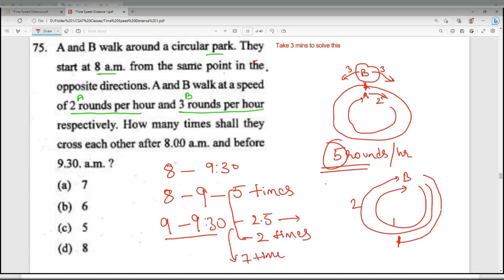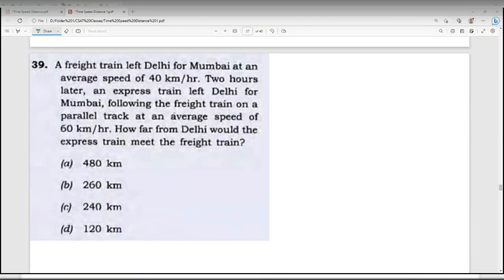And at 9:30, he would have been in the middle, and B would be stationary there. So totally, he would have met B 7 times. And the correct option is option A. I think there will be some doubt. If you have any doubt, please ask. 3 minutes to solve this.